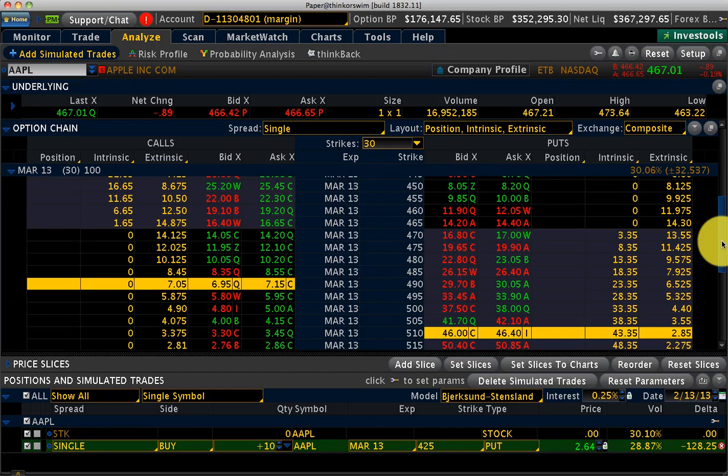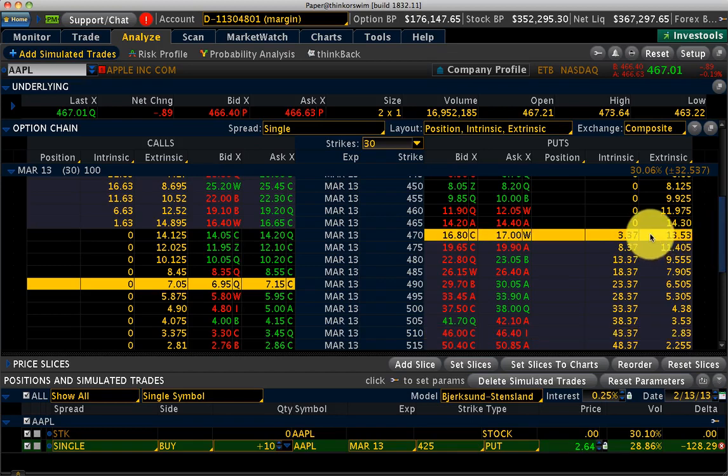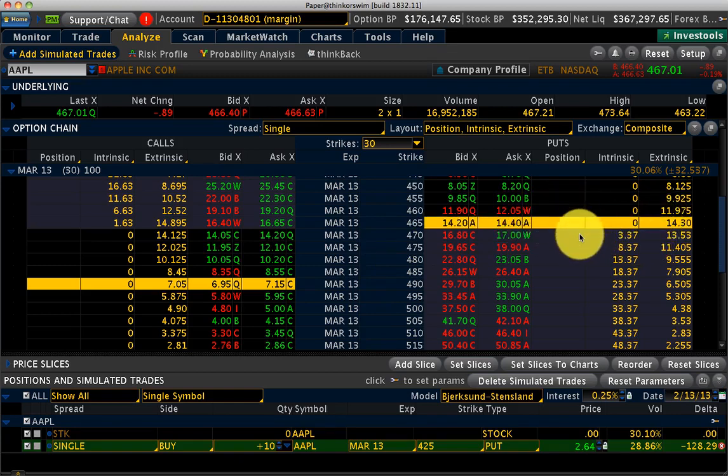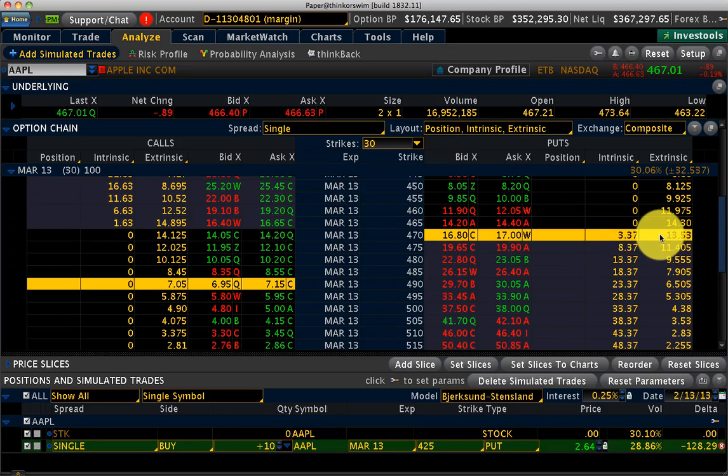Now, in this lecture, we want to see the differences between a call buyer, a put buyer and a put seller. And this is exactly what we did in the course on call options as well. For that example, we're going to look at the at the money option. We can use either the 465 or the 470. Apple seems to be right in between both of those strikes at this time. So let's take a look at the 470.